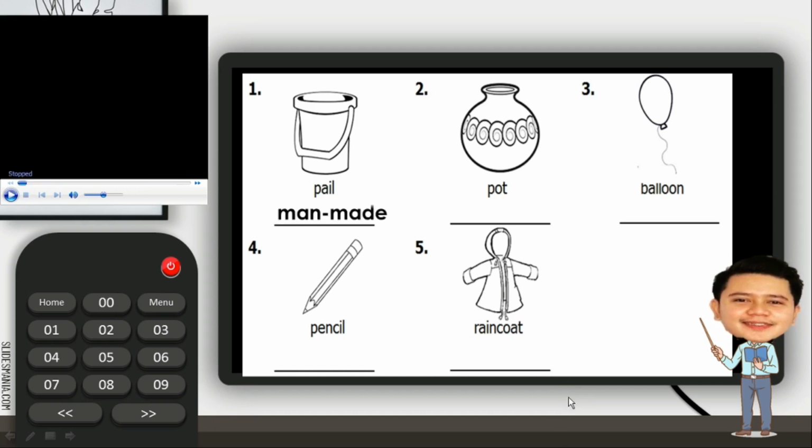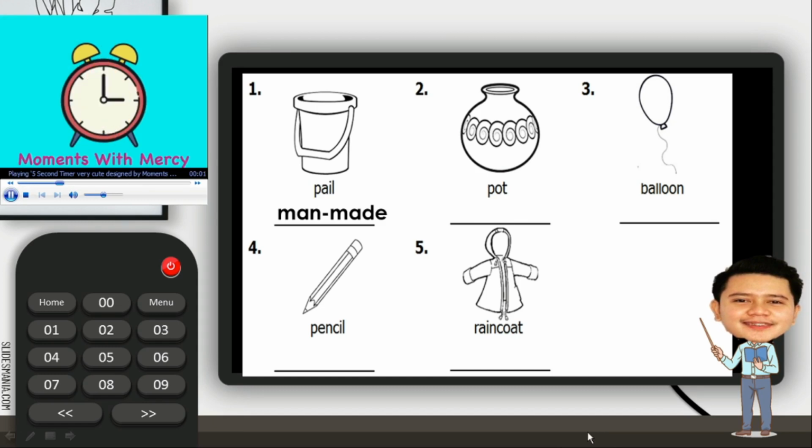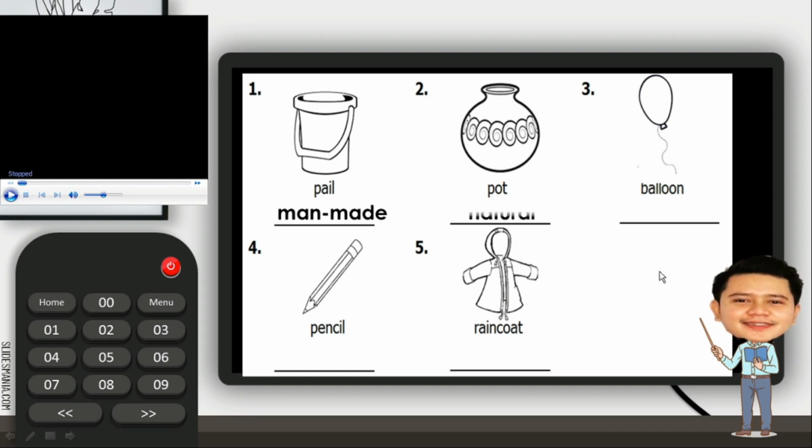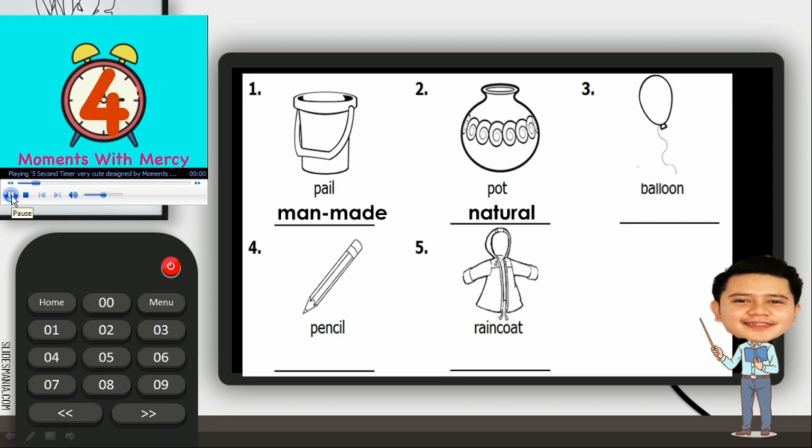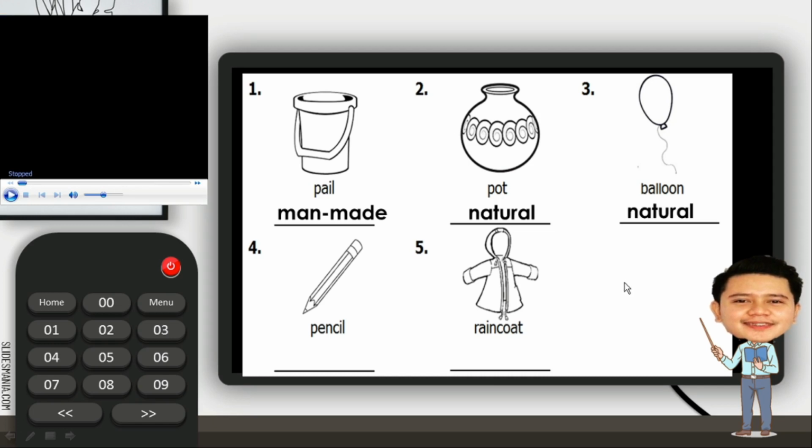Alright, the correct answer is, okay, a pail is an example of a man-made. Okay. Next, pot. A pot. Okay, 5 seconds. A pot is a natural. Alright. Next, number 3. Balloon. Is it man-made or natural? 5 seconds. The correct answer is natural because inside that is air.